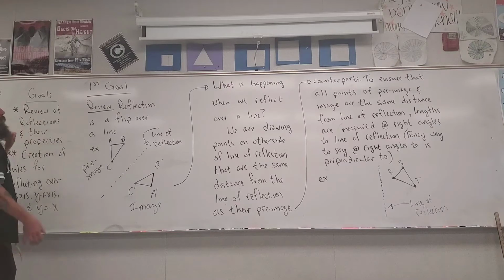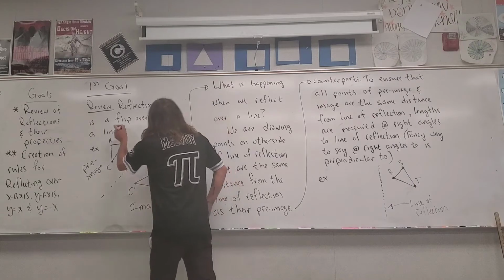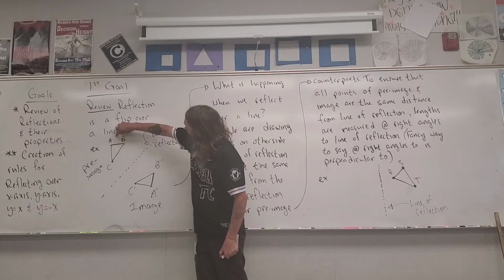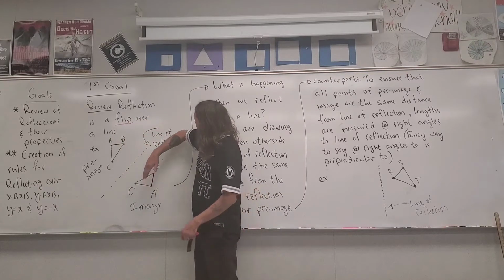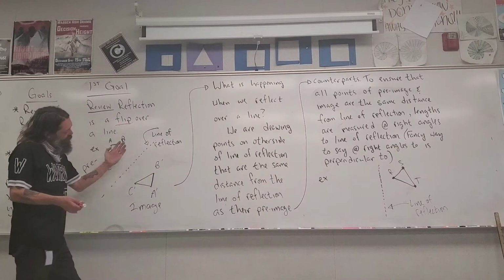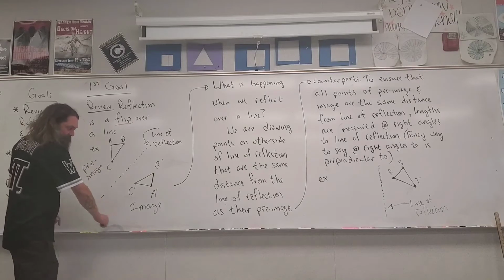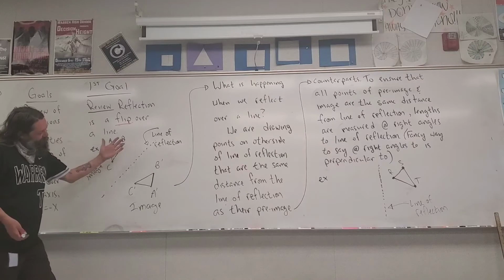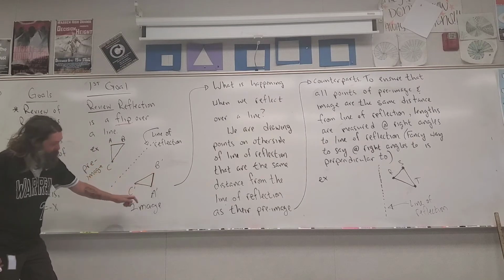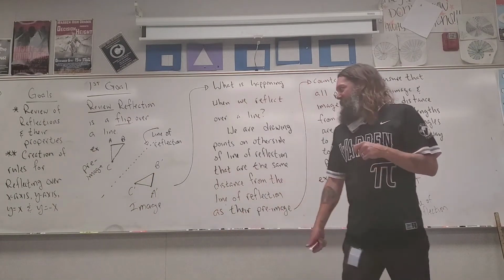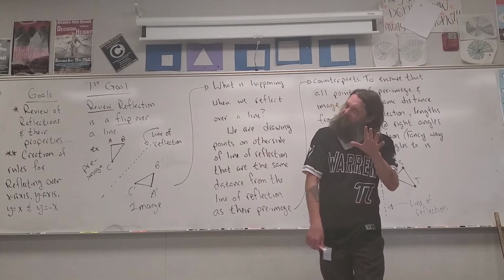Let's jump into our first goal and review reflections. Remember, reflections are flips. They are flips over a line. So here I have a pre-image, and I know that I have a pre-image because nobody has a prime mark. And here's my line of reflection. So I'm going to take this triangle and flip it over the line to its image. Notice that point A is the furthest point away from the line of reflection, and when I flip it, A prime is the furthest point away from this line of reflection. So reflections respect distance, and we'll see what I'm talking about here in a second.